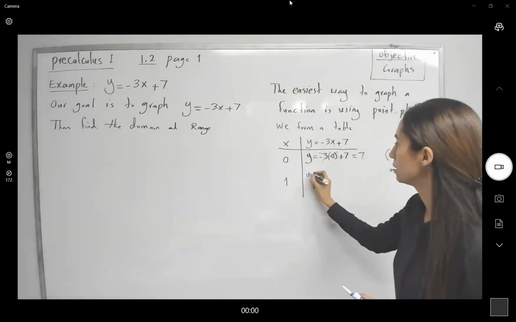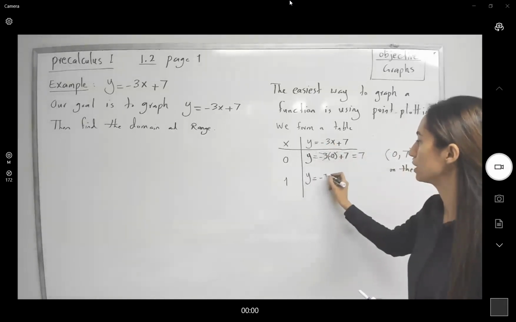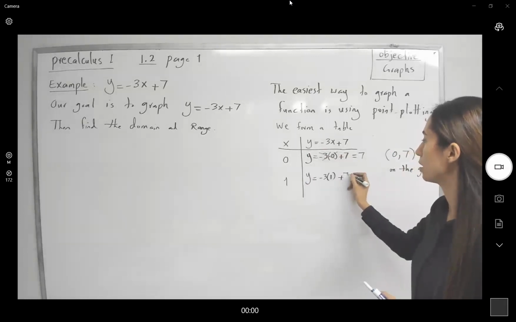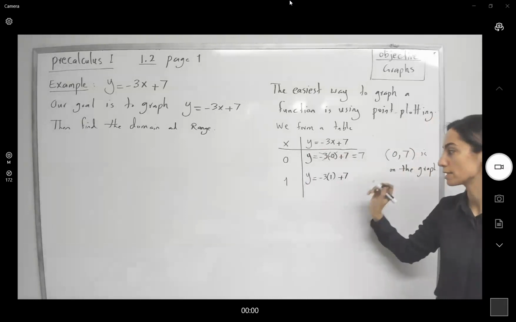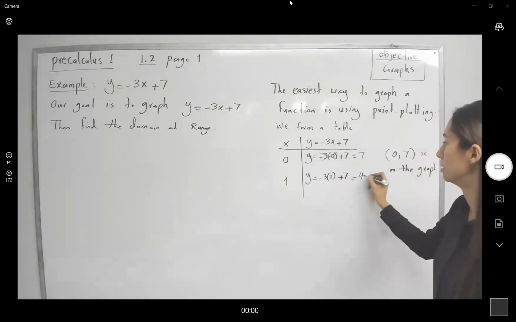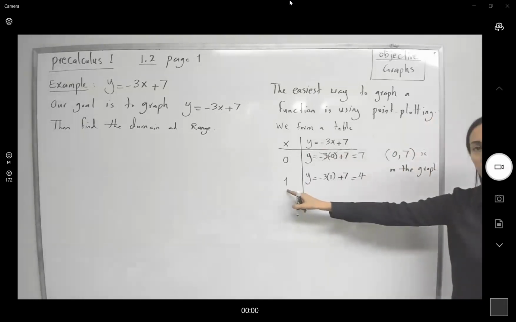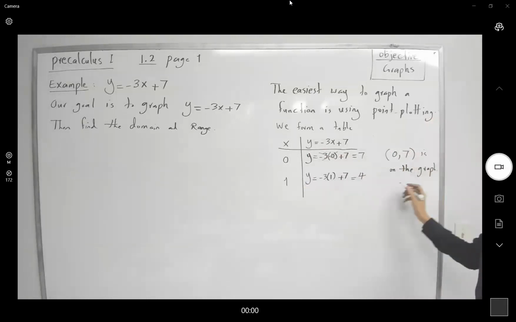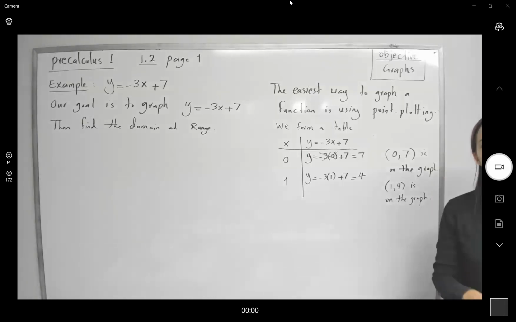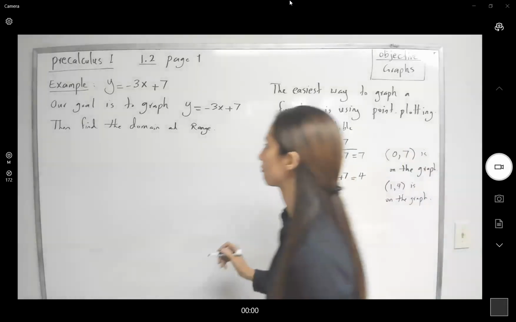So y is equal to -3 times 1 plus 7. -3 times 1 is -3, plus 7 is 4. Well, we say that the point with first coordinate 1, second coordinate 4 is on the graph. 1 and 4 is on the graph. So we have 2 points. For a linear function, 2 points is enough.